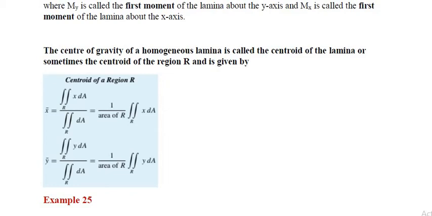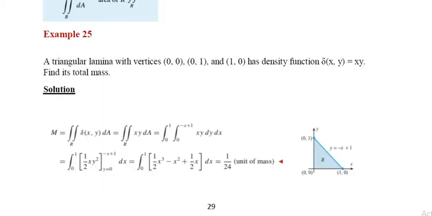Now let us see an example here. A triangular lamina with vertices (0, 0), (0, 1) and (1, 0) has density function delta of xy equal to xy. Find its total mass. So it is a triangular lamina, and we have to plot what that lamina is. We are given 3 coordinates, (0, 0), (1, 0) and (0, 1). We have plotted it and found the region.